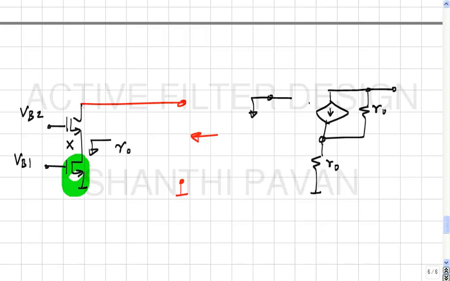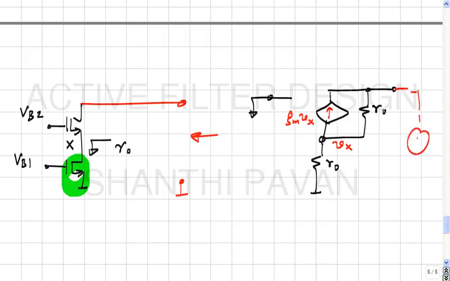Okay. And what is the value of the strength of this current source? Gm into gate voltage, which is 0, minus incremental voltage here. Correct? Does it make sense? Okay. So I can replace it by a current source GmVx. Correct?